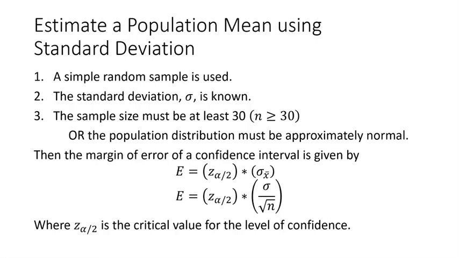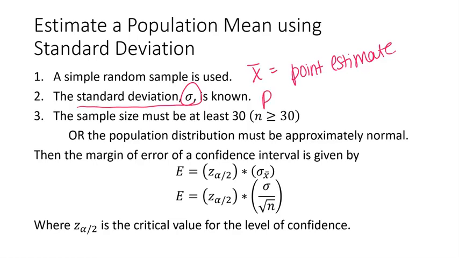So if I'm looking for the margin of error so that I can create my confidence interval, I need to have that simple random sample, right? I have to be able to have a sample mean as my point estimate. I'm going to need the standard deviation. I need to know the population standard deviation. We need that sample size to be big enough or to be normally distributed so that we can follow our central limit theorem.